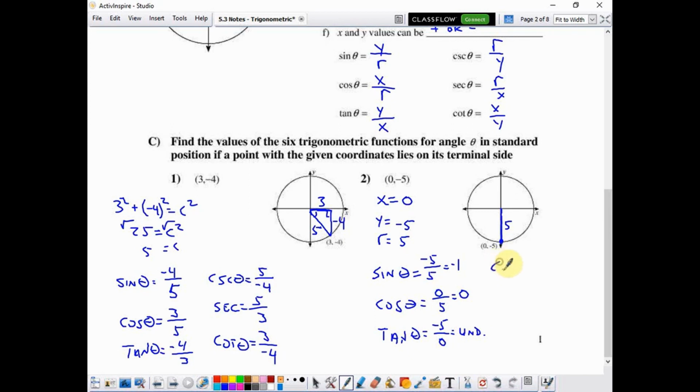Okay, then we go to the reciprocals. Cosecant theta, the reciprocal of sine, is 5 over -5, which is -1. Secant theta is the reciprocal of cosine theta, so that's 5 over 0, which is undefined. And then cotangent theta is the reciprocal of tangent theta, so that's 0 over -5, which is 0.